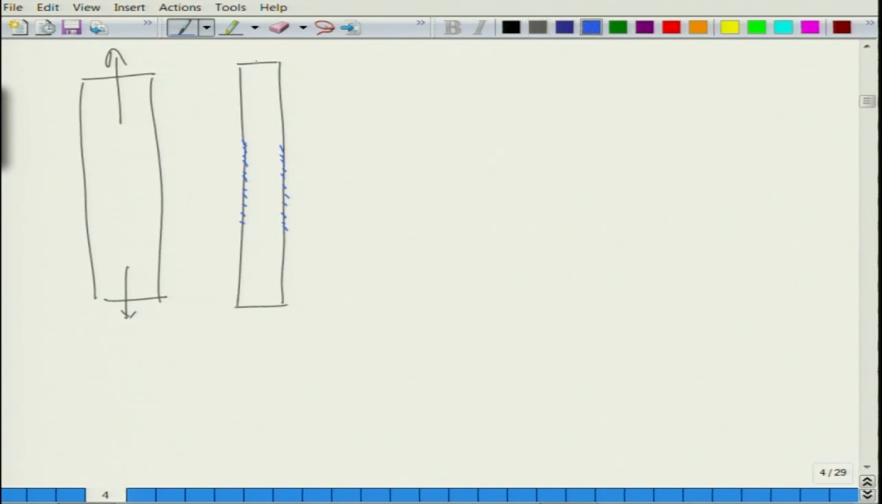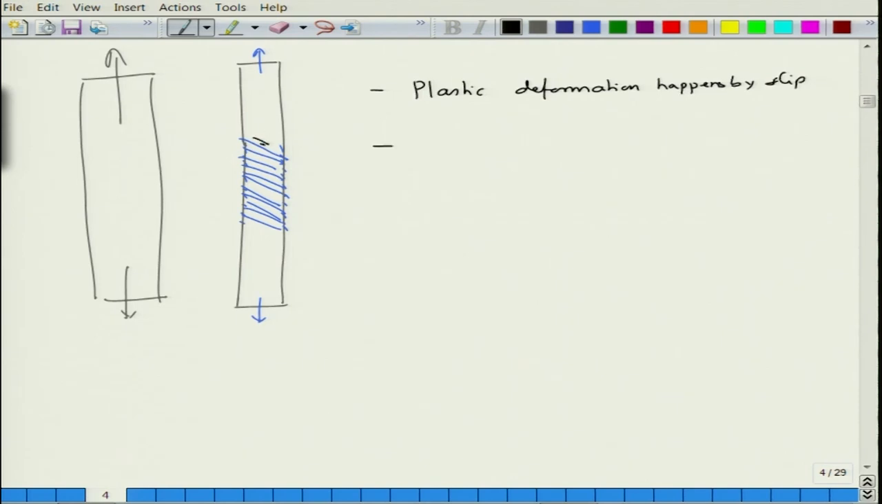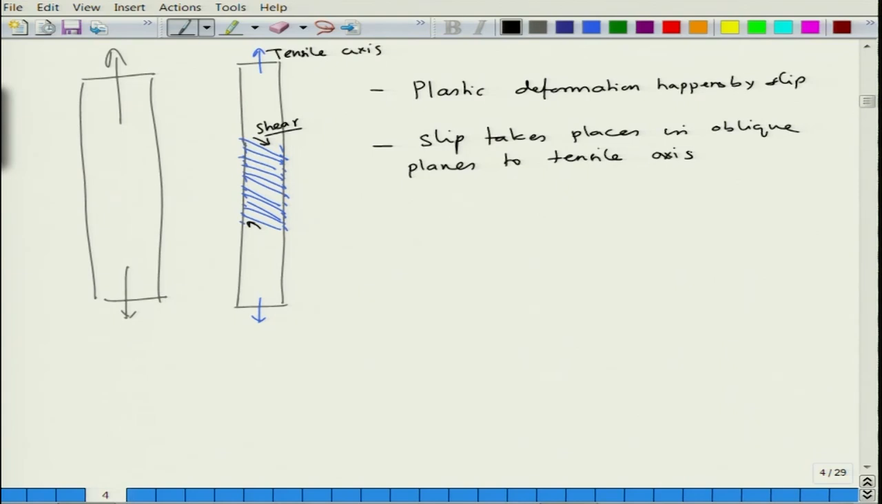So although you are applying the stress along this axis, the movement of planes is happening in this direction. Which means there is a shear component that is acting. So plastic deformation, as we are saying, happens by slip. This slip requires stresses in these planes which are of shear in nature. So this is your tensile axis, but for atoms to move in these planes, what you have is a shear component. So essentially, the slip takes place in oblique planes to the tensile axis by shear stress.